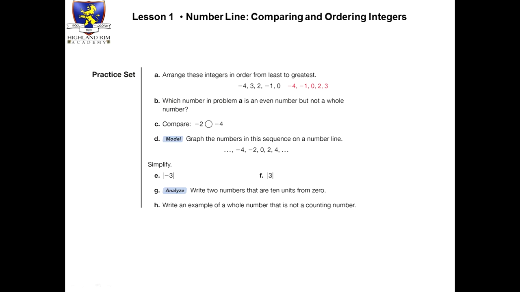Then, which number in problem A is an even number but not a whole number? Well, whole numbers in problem A are 0, 2, and 3. So it's got to be -1 or -4. Is -1 an even number? No. So the answer is -4. So then if we compare -2 to -4, which way does it go? -4 is further left on the number line, so -4 is less than -2, or -2 is greater than -4.